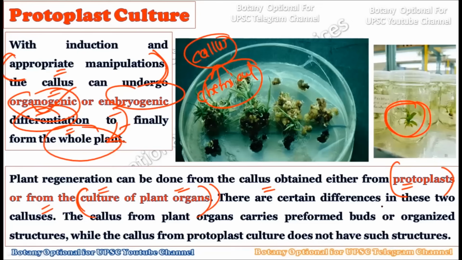But there is a difference between protoplast culture and other plant organ cultures. There are certain differences in the two calluses. For example, the callus from the plant organ carries preformed buds. If you are using the callus for plant regeneration which is coming from the plant organs, this callus already has preformed buds, or you can say organized structures already within it. But if you use the callus from the protoplast culture, it does not have such structures, and it has to create such a structure within the culture laboratory itself.